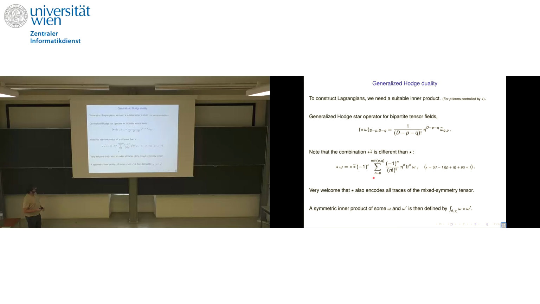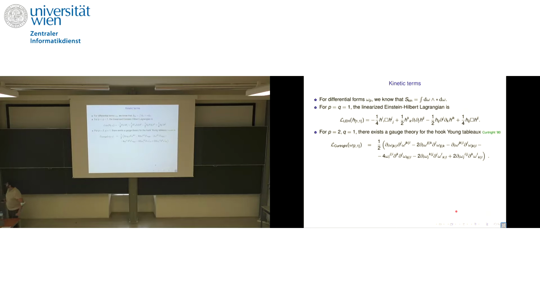So this is a finite sum that includes these traces. Actually, this is a very welcome thing, I think, because the new operator also encodes all the traces which appear in the kinetic terms of this kind of fields. So then one can define a symmetric inner product for two bipartite tensors simply by this generalized Hodge star operator and by integration. So by this integration, I mean you integrate over thetas and chi's. This is Berezin integration. Which brings me now to the kinetic terms.